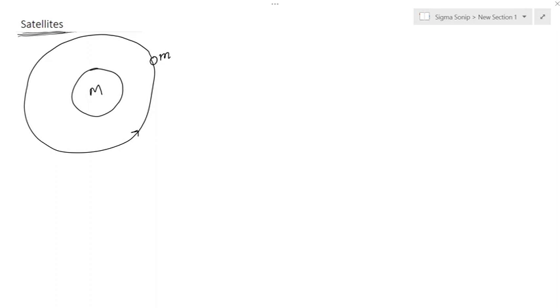Now this radius from the center of this big body to the center of the smaller body here, that is known as the orbital radius. It's basically the radius of the orbit of this satellite. Okay, so we see that this smaller satellite is revolving around the Earth.